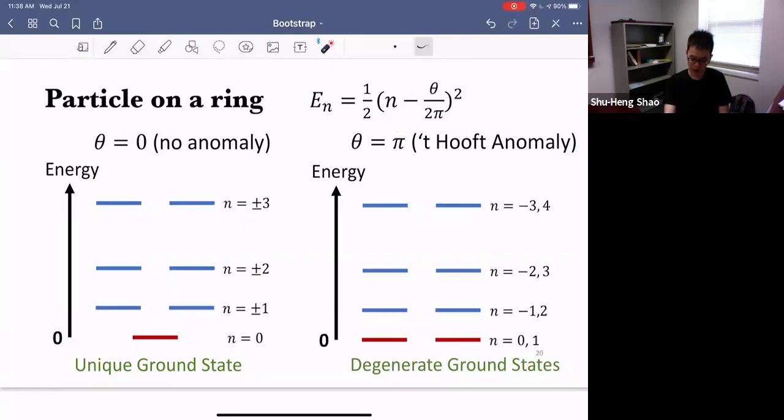When theta is pi, the spectrum is doubly degenerate. And that's actually a consequence of the 't Hooft anomaly. Because as we said, when there's a 't Hooft anomaly, it means that the low energy phase cannot be trivially gapped. It cannot be a unique ground state with no non-trivial topological quantum field theory. In this particular case, when theta is pi, the anomaly is compatible with the low energy phase in the manner that the charge conjugation symmetry is broken on the ground state.